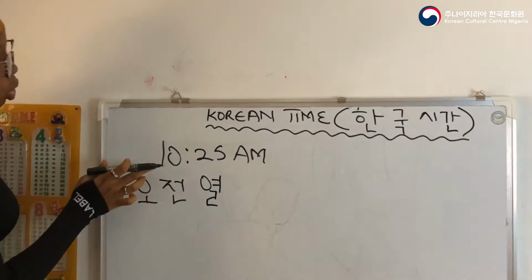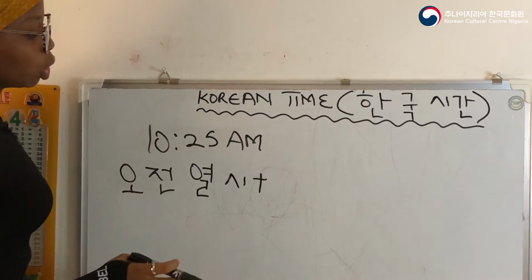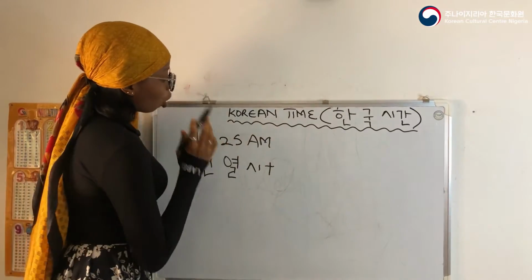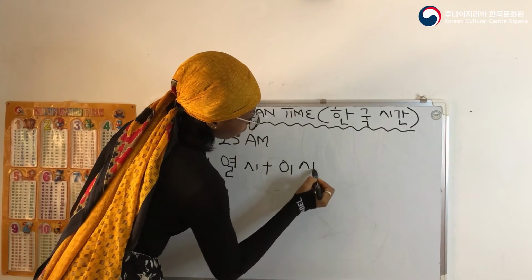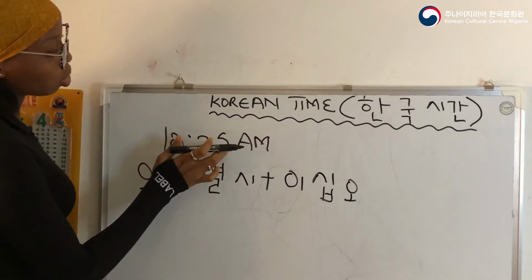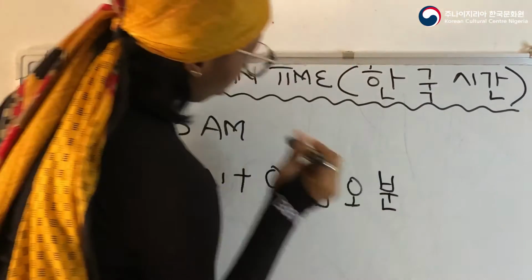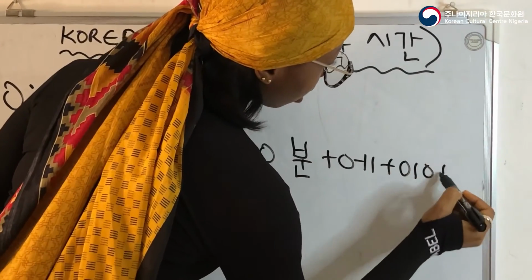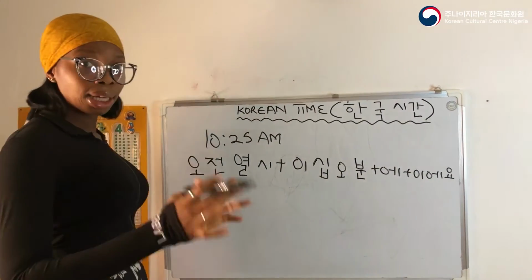and then it's counting unit shi, plus the next number, which is what? The Sino numbers. Now 25 in the Sino number is written as what? I-sip-o. So you have to write down i-sip-o, and don't forget to what? Add its counting unit, which is what? The bun. And your e and i, yo. This is the complete and correct format for writing time in Korean.